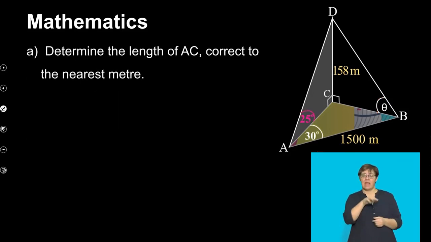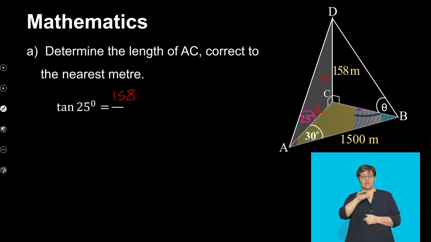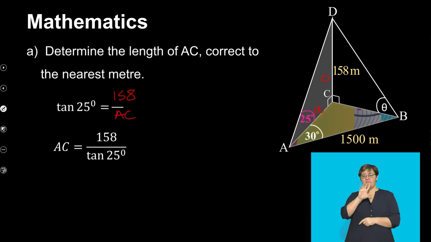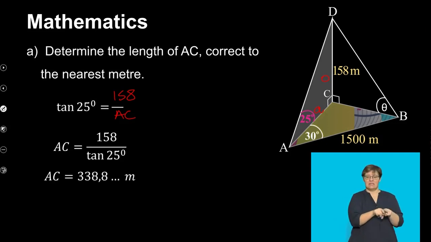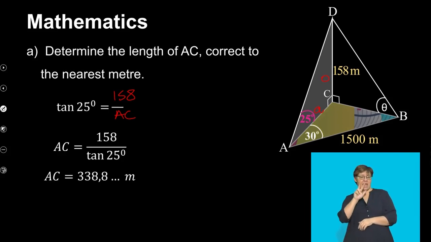Okay, so determine the length of AC correct to the nearest meter. So AC belongs to that right angle triangle. And remember, because we want to find AC, we're going to use opposite over adjacent. So we're talking about tan. So tan of 25 degrees will equal 158 over what we're looking for, which is AC. So rearranging this, AC is equal to 158 over tan 25. And so AC is roughly equal to 338.8 meters.